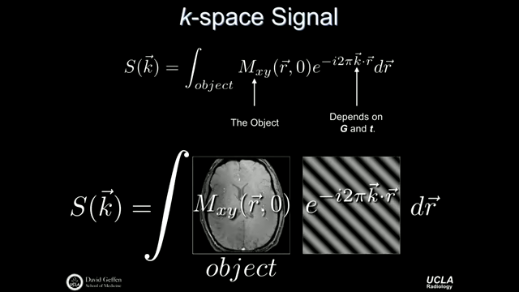And so this is one way of interpreting this K-space signal equation. We know we have some underlying state of our magnetization, the underlying object.